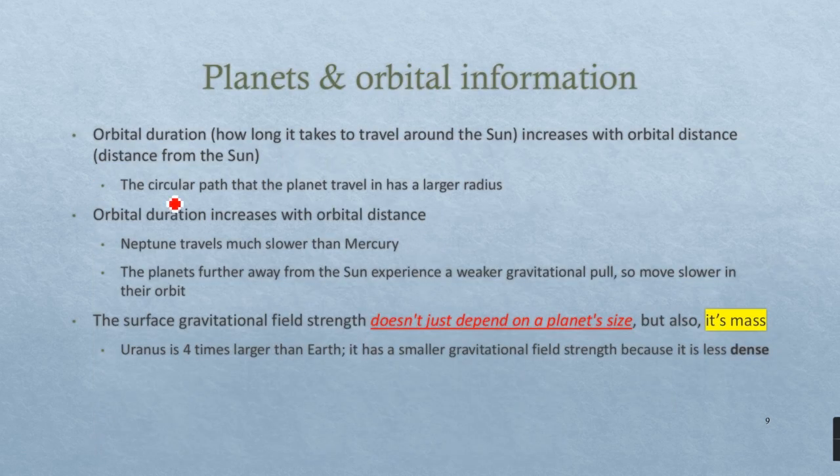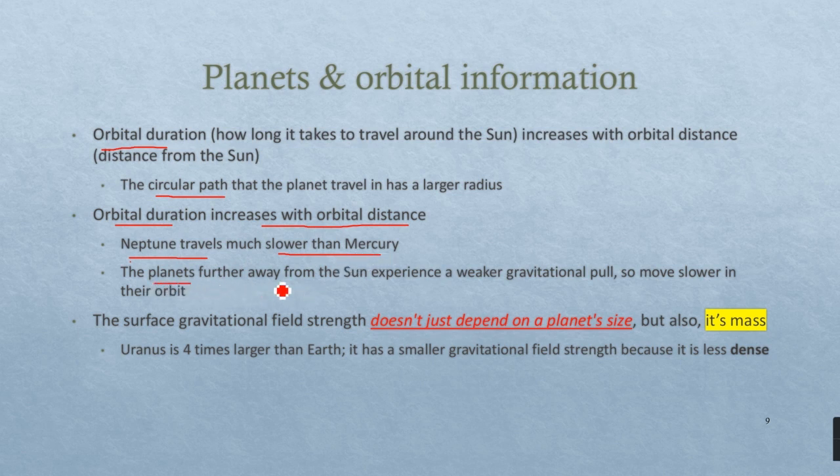So in summary, we can say that the orbital duration is the time taken for the planet to complete one revolution around the sun. And we can simplify all elliptical orbits into circular paths for the sake of simplification in this unit. And we can also say that the orbital duration increases depending on the orbital distance. Hence, we can observe the difference between Neptune and Mercury in terms of the orbital duration.